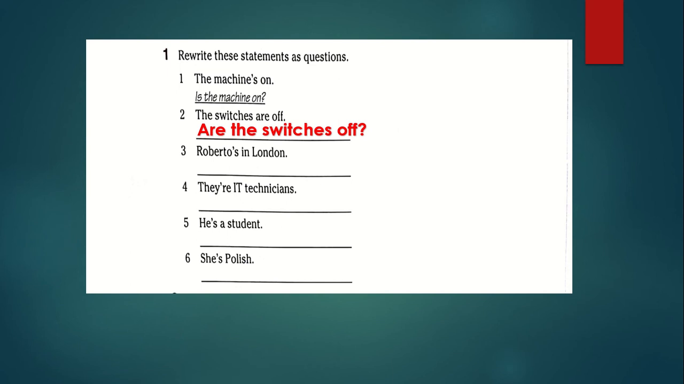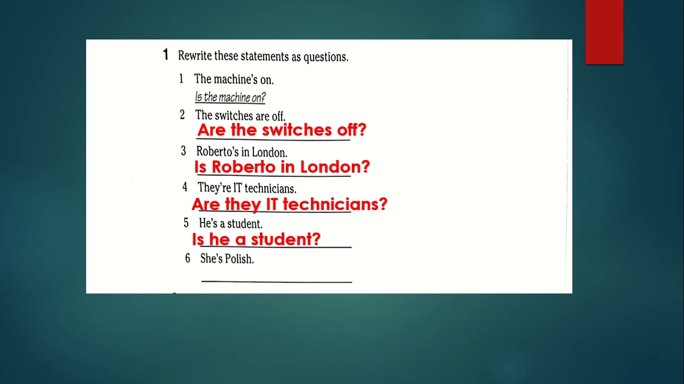Welcome back. Now let's see the answers and check them together. Number 3, Roberto's in London. What is the answer? Very good. Is Roberto in London? And we change the full stop into a question mark. They're IT technicians. Number 4. Excellent. Are they IT technicians? 5. He's a student. Becomes. Very good. Is he a student? And finally, she's Polish. Excellent. Is she Polish?